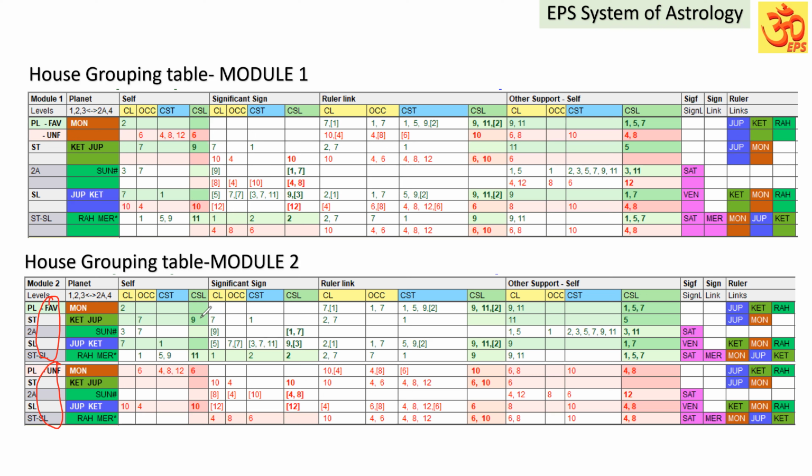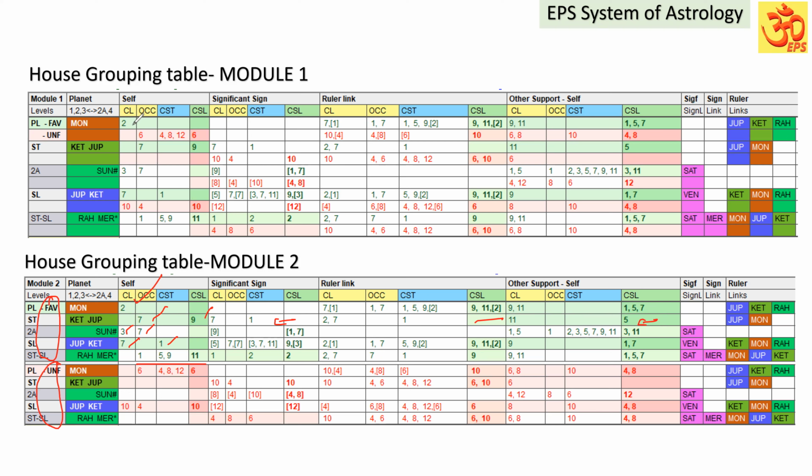So you can see the favorable strength of the planet in the star level 7 and 9, in the sub level 3 and 7, and in the sub-sub level 7 and 1, and the star lord of the sub lord. At each level, what strength the significant sign lord is adding, whether a ruler link is present or not, and what the support planets are adding at each level. So that will give each level's favorable strength, and the significant sign lord, ruler link, and other support, all these things for each level, favorable separately and unfavorable separately, we can see.